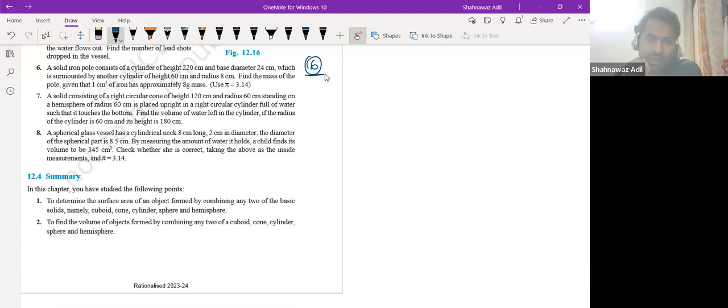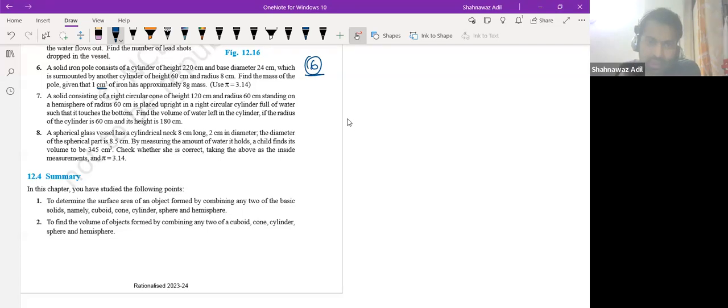A solid iron pole consists of a cylinder of height and base diameter 24 centimeter, right? Which is surmounted by another cylinder. So we have two cylinders, and radius 8 centimeter, right? So the dimensions are different. Find the mass of the pole given that 1 centimeter cube of iron has approximately 8 gram mass. Right, so ultimately we have to find the total volume.